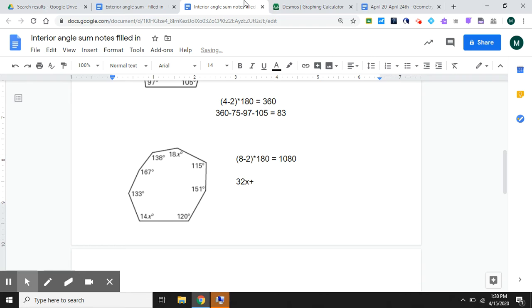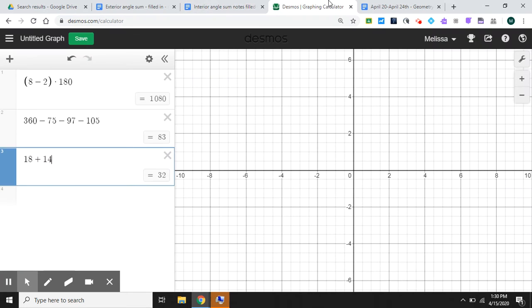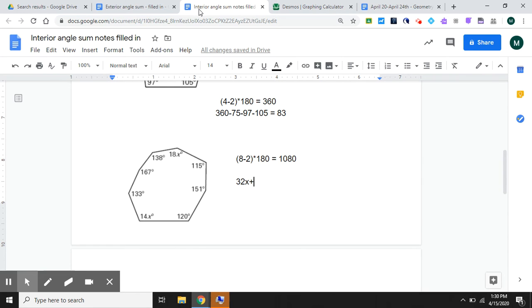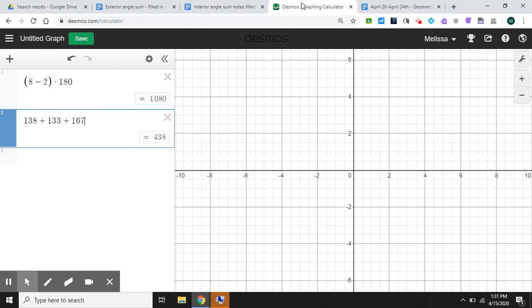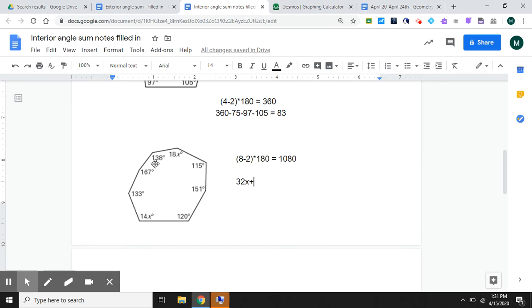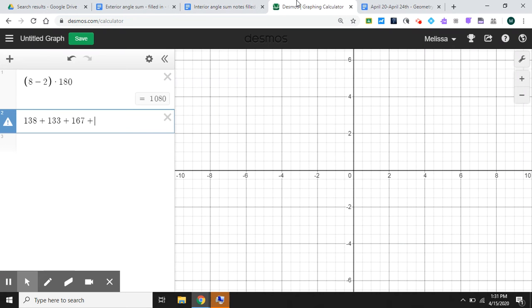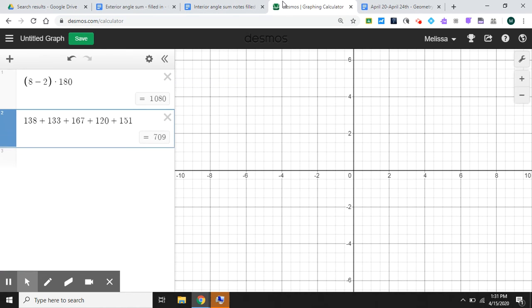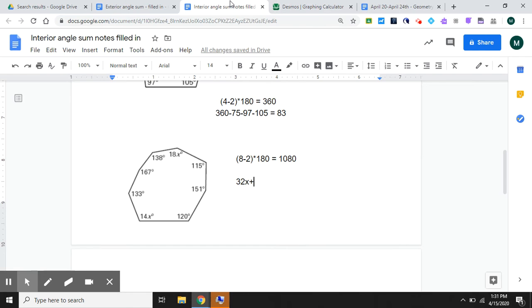So I need to add up all those numbers. So I've got 138 and 133. So 138 plus 133. And then 167's in the middle there. So 138, 167, 133, I already got the 14x. So 120. And then 151. And then 115. Just double check that one.